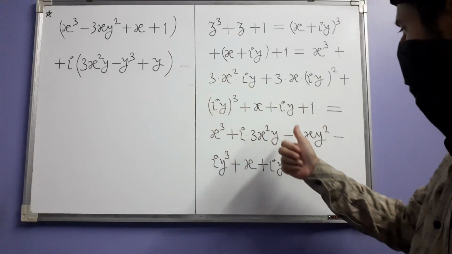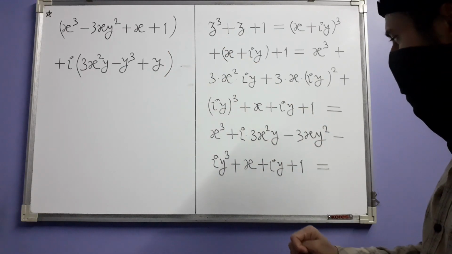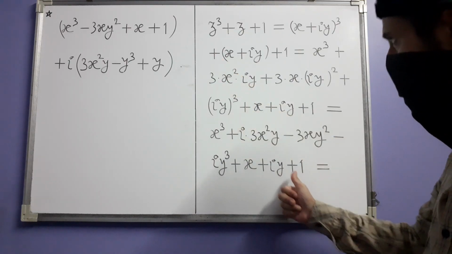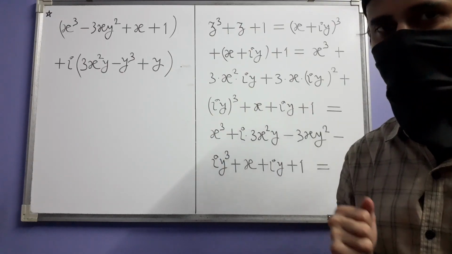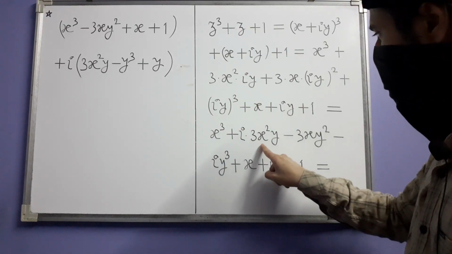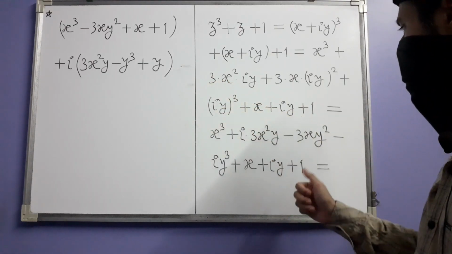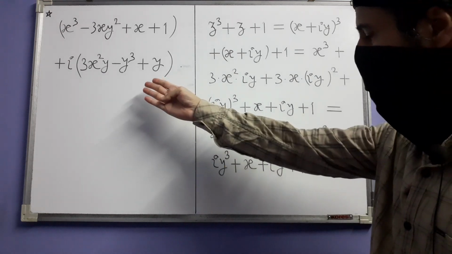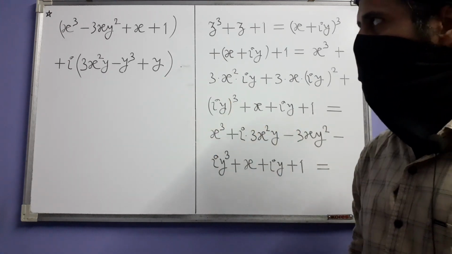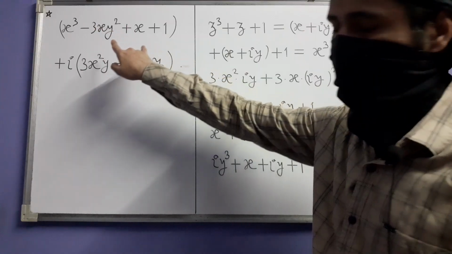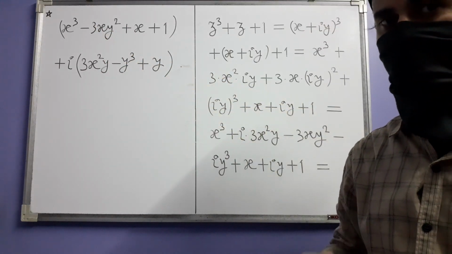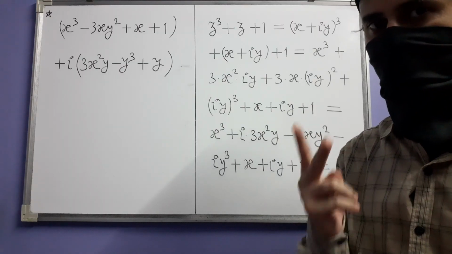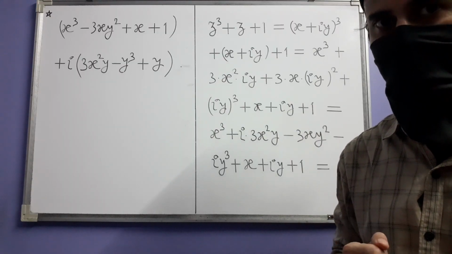x cube minus 3x y square plus x plus 1, and then plus i times the rest of the terms, 3x squared y minus y cube plus y. So this is your u of x comma y, and this one is v of x comma y, both of which are functions of two real variables x and y.